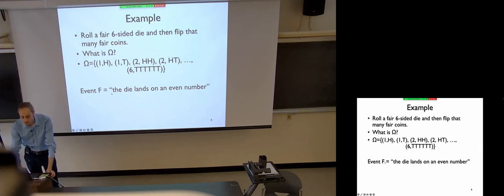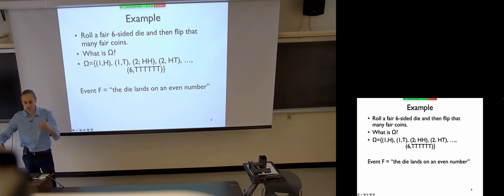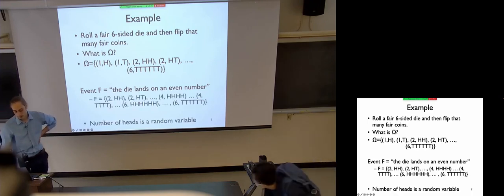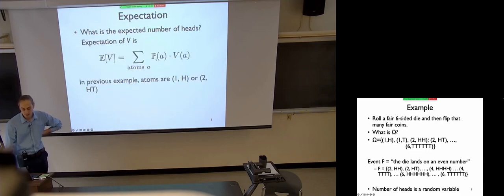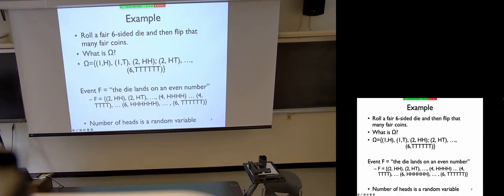And again, we can define an event F, for example, the die lands on an even number. This will be a subset of omega: 2 and all possibilities of the coins, 4 and all possibilities of the coins, 6 and all possible coin flips. So the number of heads here, again, is a random variable, and all of these coin flips are, again, random variables.